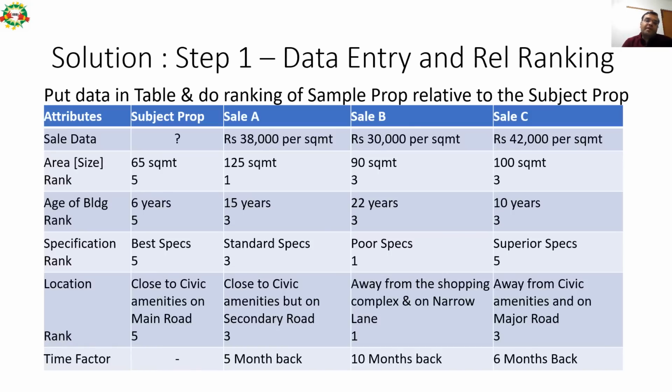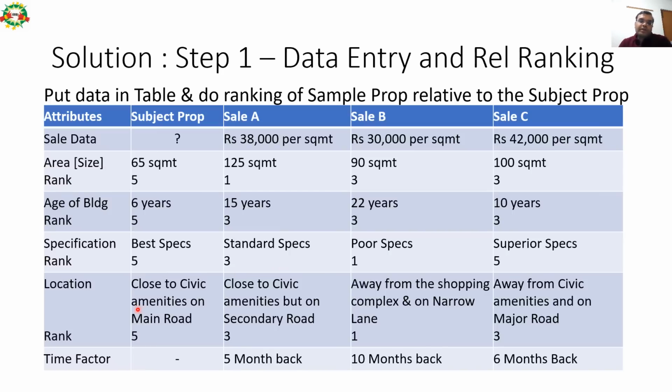Age of the building: our subject property which is required to be valued is of young age, less than 10 years, so it will be given the best rank of 5. However, the other three properties are greater than or equal to 10 years and up to 30 years, so all three properties will be given an average ranking of 3. For specification, our property and property number 3 both have the best, very good specifications, so both will be given the best ranking of 5. However, property number A is of standard specification as given in the question, so it will be given an average ranking of 3, and property number B is of poor specification, so it can be given a ranking of 1.